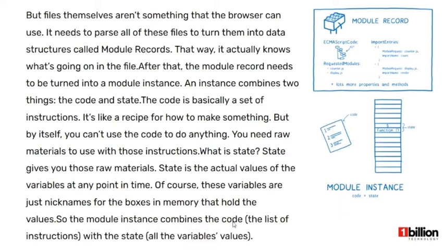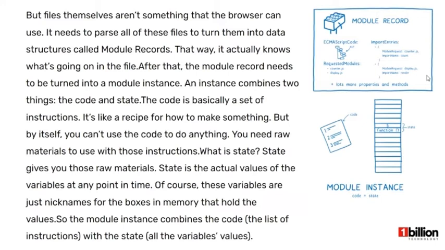After that, the module record needs to be turned into a module instance. An instance combines two things: code and a state. Code is basically a set of instructions. It's like a recipe for how you make something, but by itself, you can't use the code to do anything. You need raw materials to use it, like the state. So what is a state? State gives you the raw materials. State is actually the values of the variables at a point in time.